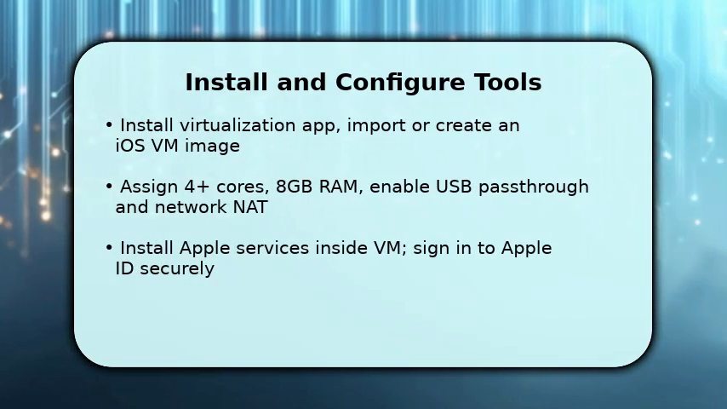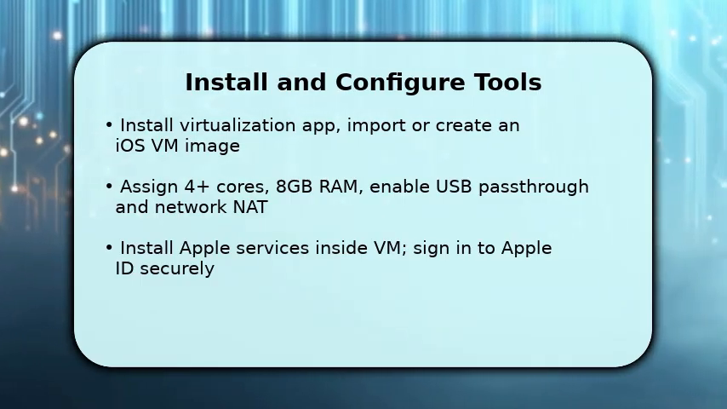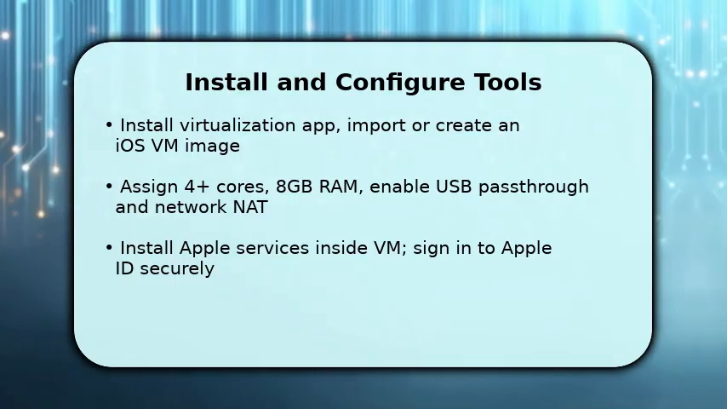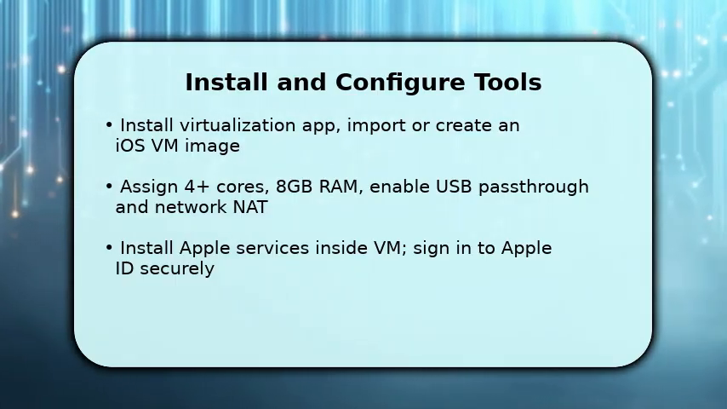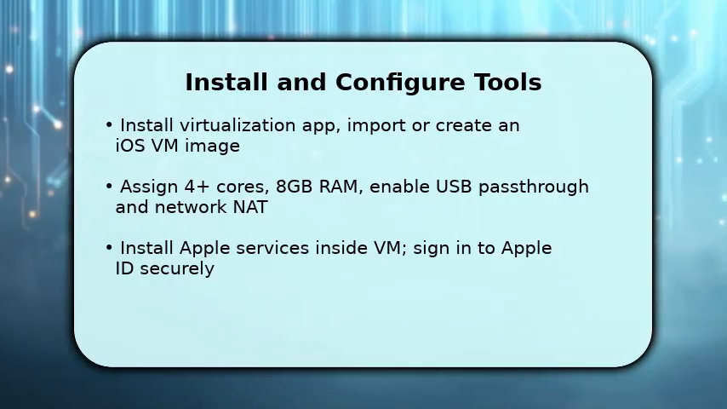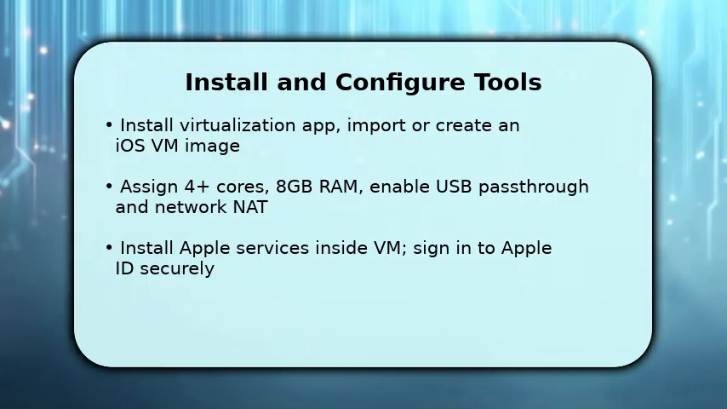Once Windows sees your device, open your virtualization tool and import or create the iOS-compatible image. You will assign resources, at least 4 CPU cores and 8 GB RAM, enable USB pass-through so your phone connects directly, and configure NAT networking so apps can access the internet.